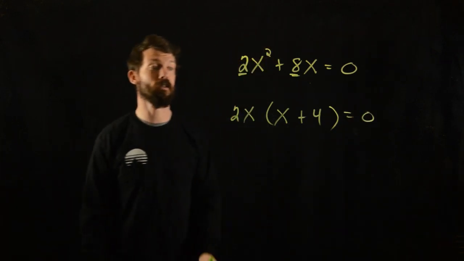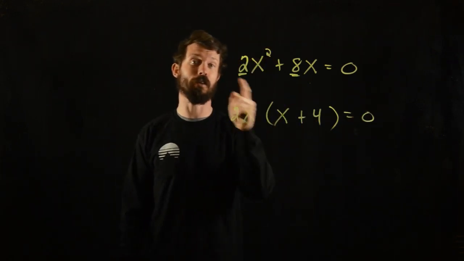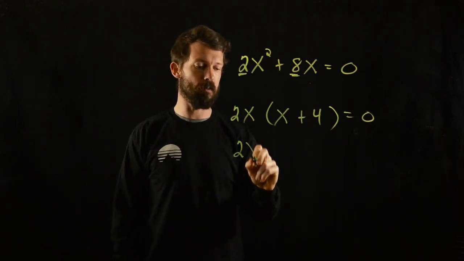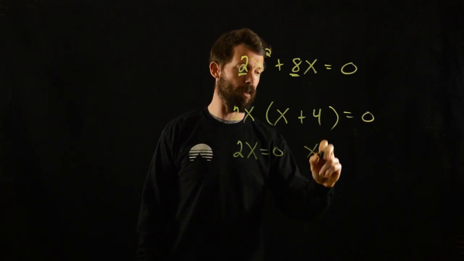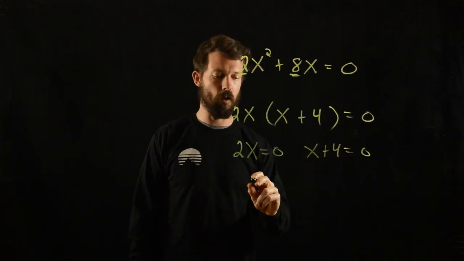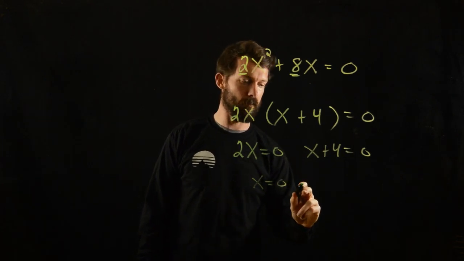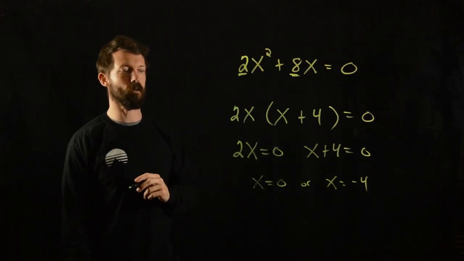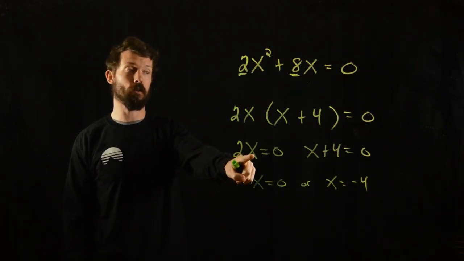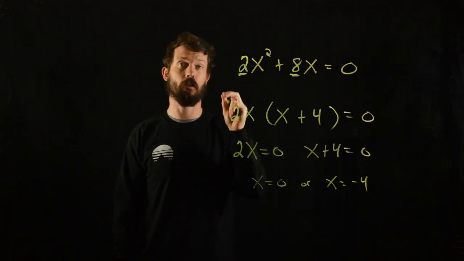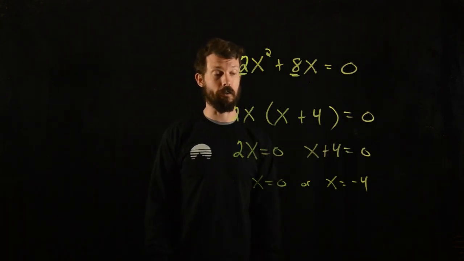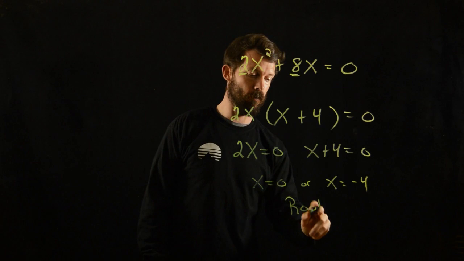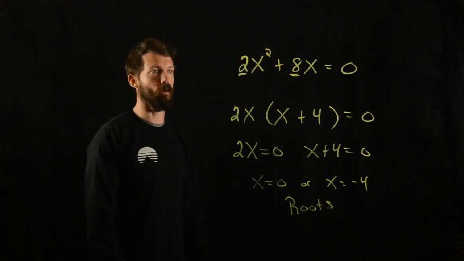Now you should see it's a product of binomials, so I can use my favorite thing, ZPP, the zero product property. I can state that this is equal to 0, and this is also equal to 0. So my two answers would be x equals 0 or x equals -4. I'm just solving this, dividing by 2, subtracting 4, using your inverse operation. That would be your solution, or again, your roots. Those are the roots. Okay, so that's one way of doing that one.